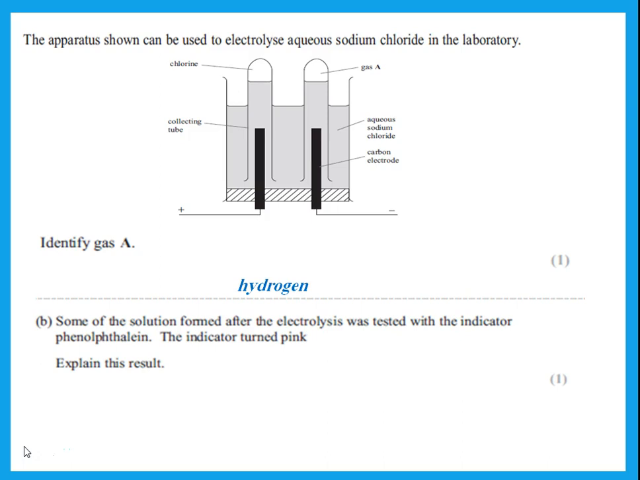H plus ions react to form hydrogen. And what is left in solution? I'm left with the sodium ions from sodium chloride, and I'm left with the hydroxide ions from the water. So actually, I have in my solution sodium hydroxide. So if I put phenolphthalein, the indicator turns pink. This is because sodium hydroxide is formed, and that is an alkaline solution.